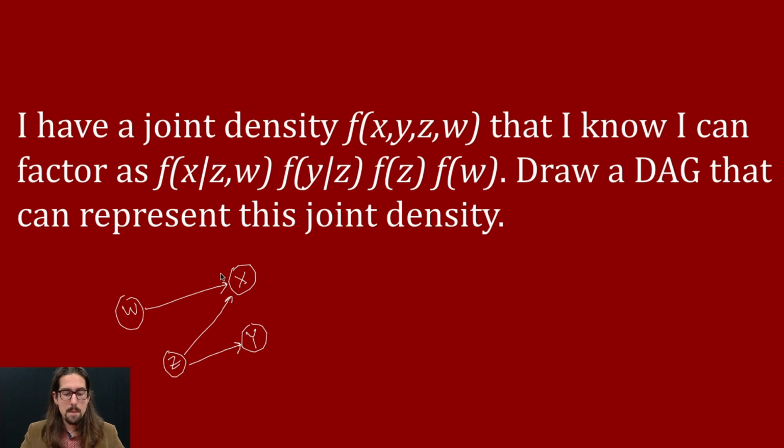And I could have gone the other way. I could have given you this DAG, and I could have asked you to write how this joint density factors, and you would have done the same process in reverse. You would have started with things that have no arrows going into them and said, okay, those are going to be our marginal distributions, and then for each node, add in the factor that corresponds to it, where you put that variable as the thing being conditioned on, and everything that's going into it as the conditioning variables.